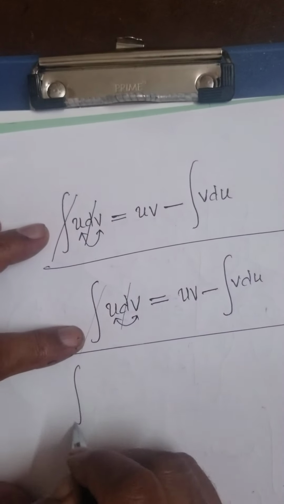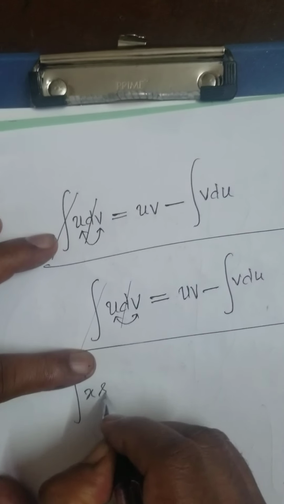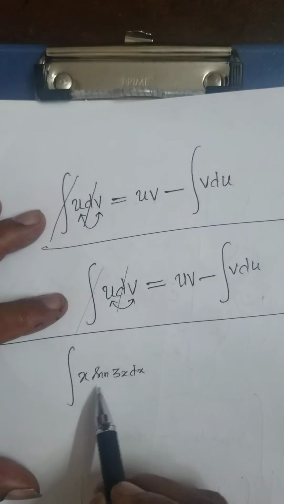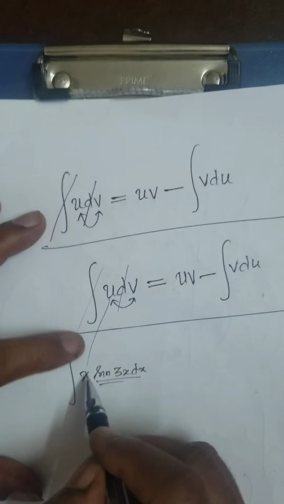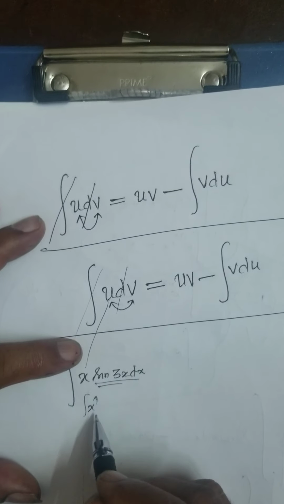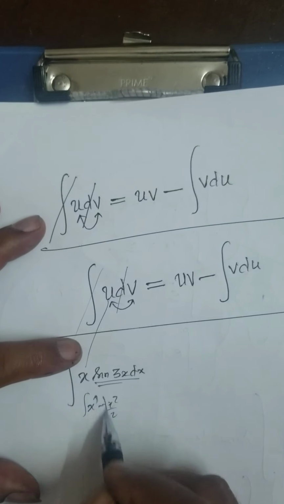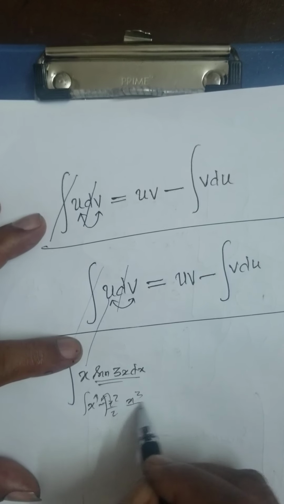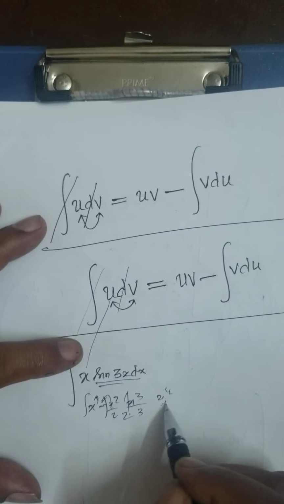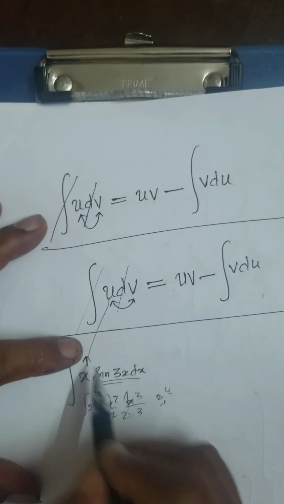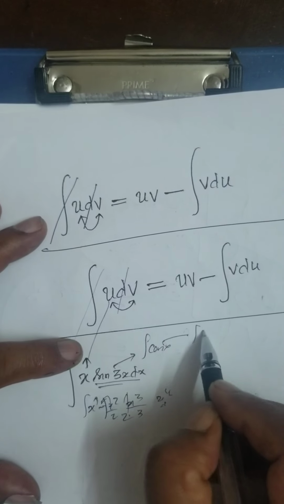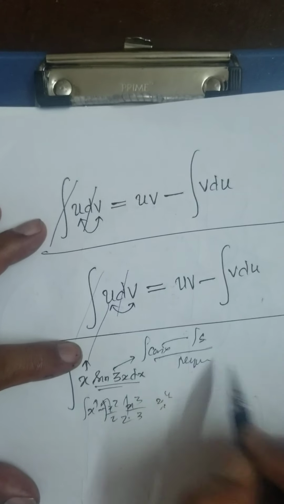So example, x sin 3x dx. See, x is there. X is an increasing function. Because integration of x increases: x square by 2. Again integrate, x cube by 3. Again integrate, x to the power of 4, and it keeps increasing. Therefore, this is an increasing function. Take sine: if you integrate, it becomes cos. If you integrate cos, again sine. It is called a repeating function.